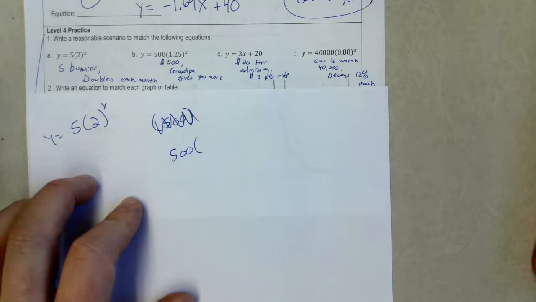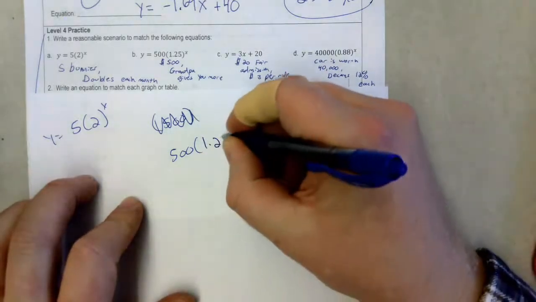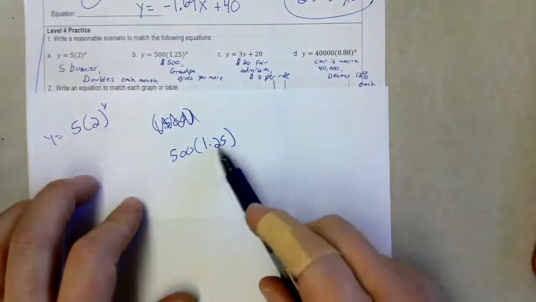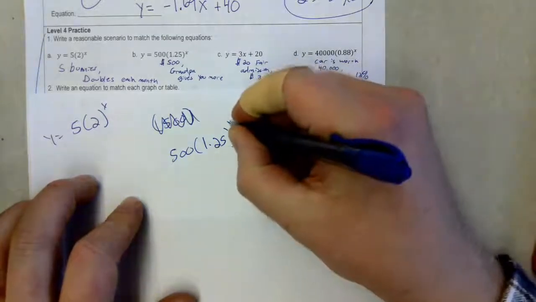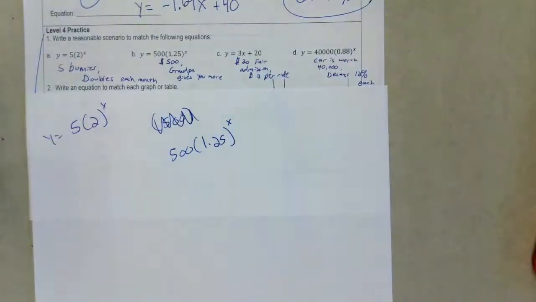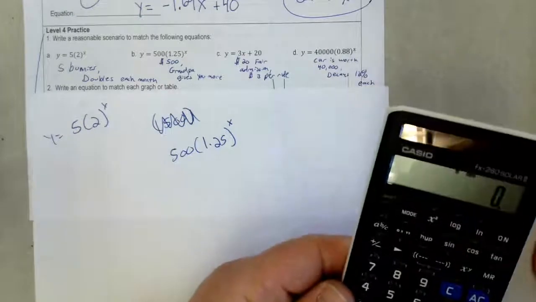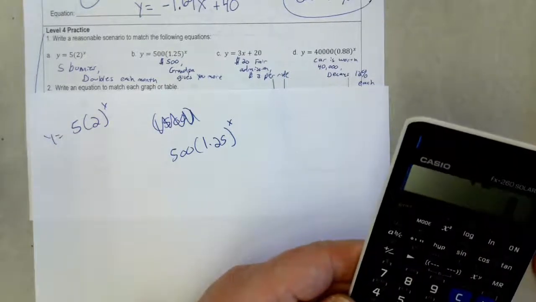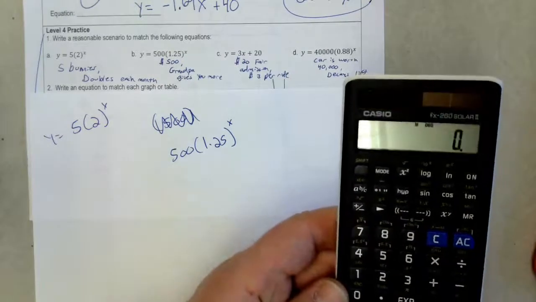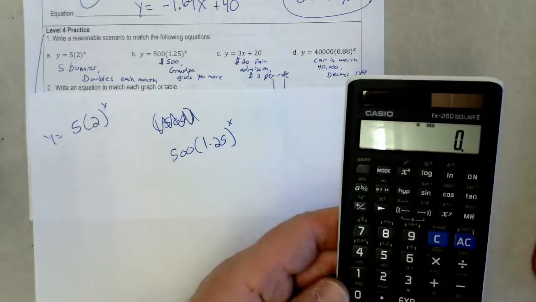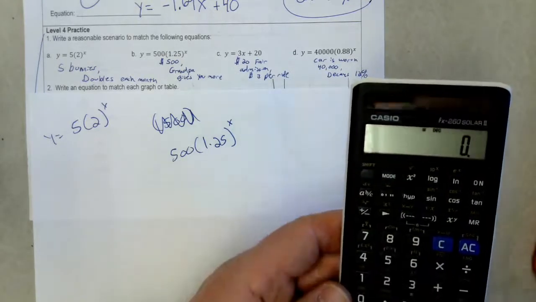Reasonable? Maybe. So since it's a 25% increase, that's going to be 0.25 there for my growth rate. We can figure out how much money you're going to have per month after like a year. Actually, I'm kind of curious. I didn't figure this out. If your grandpa gives you $500 and he gives you each month a 25% increase, let's see how much it's going to be after 12 months. So we would put in 12 into the x. I'm actually really curious.